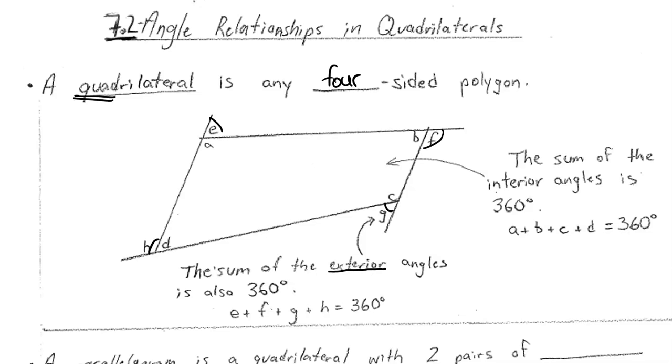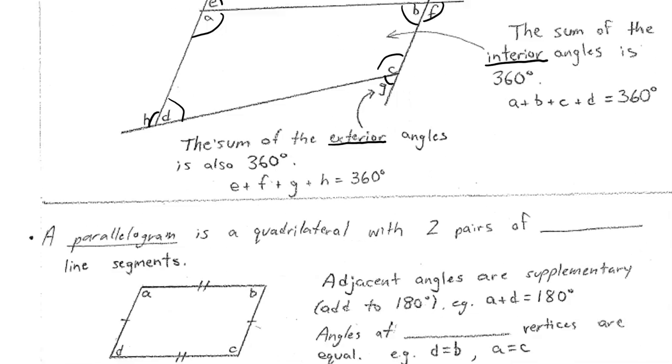However, the sum of the interior angles has changed. These angles A, B, C, and D, if we add those together, instead of 180 degrees as they were in the triangle, now add to 360 degrees in the quadrilateral. So really simple: with the quadrilateral, the exterior angles add to 360 and the interior angles add to 360. Let's look at a couple properties beyond that.